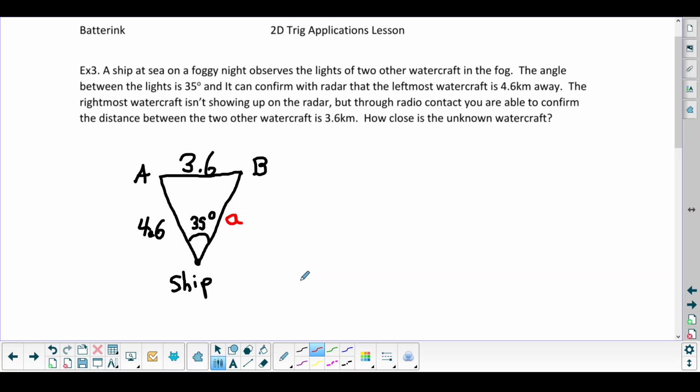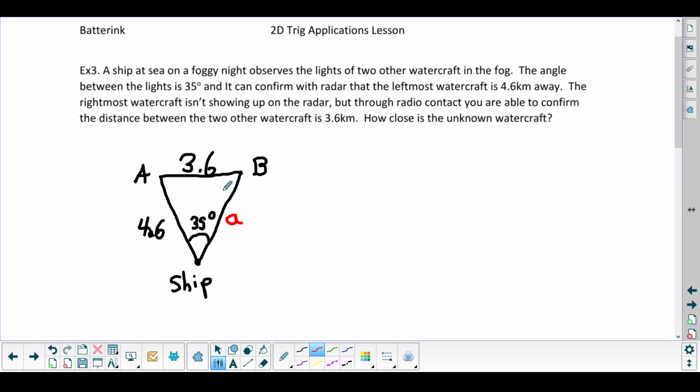Okay, well, let's think about what we have and what we need here. So we do have two side lengths and an angle, so maybe we could use cosine law. But remember, cosine law, we need the angle opposite of the unknown. We don't have the angle opposite of the unknown. That'd be up here. And this is not a right angle triangle, so we can't say that these have to be adding up to 90 or anything like that. Okay. So I think we're going to need to use sine law.